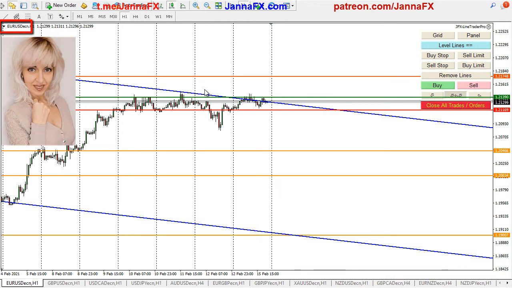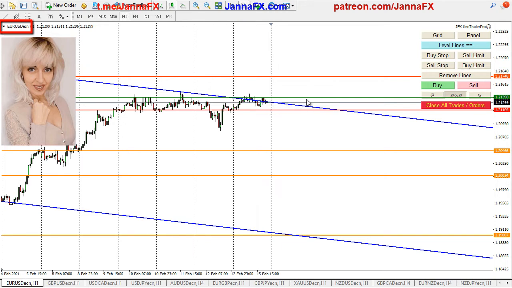So for example, in this area I don't think any movements are going to happen, so I presume it's going to stay like this. But I'm going to set up the levels and put times on them so they will be active before the open of the European session. They are not going to be active during the night, because I'm sleeping at this time, and of course there might be a little bit of movement down or up.